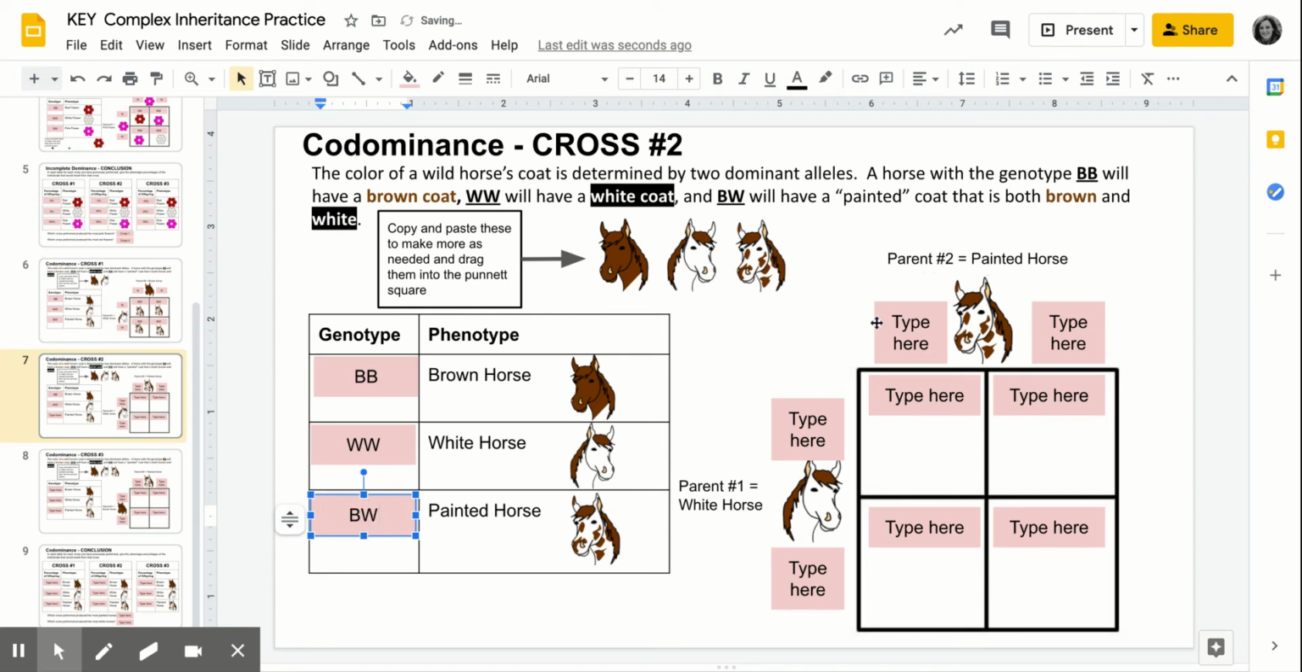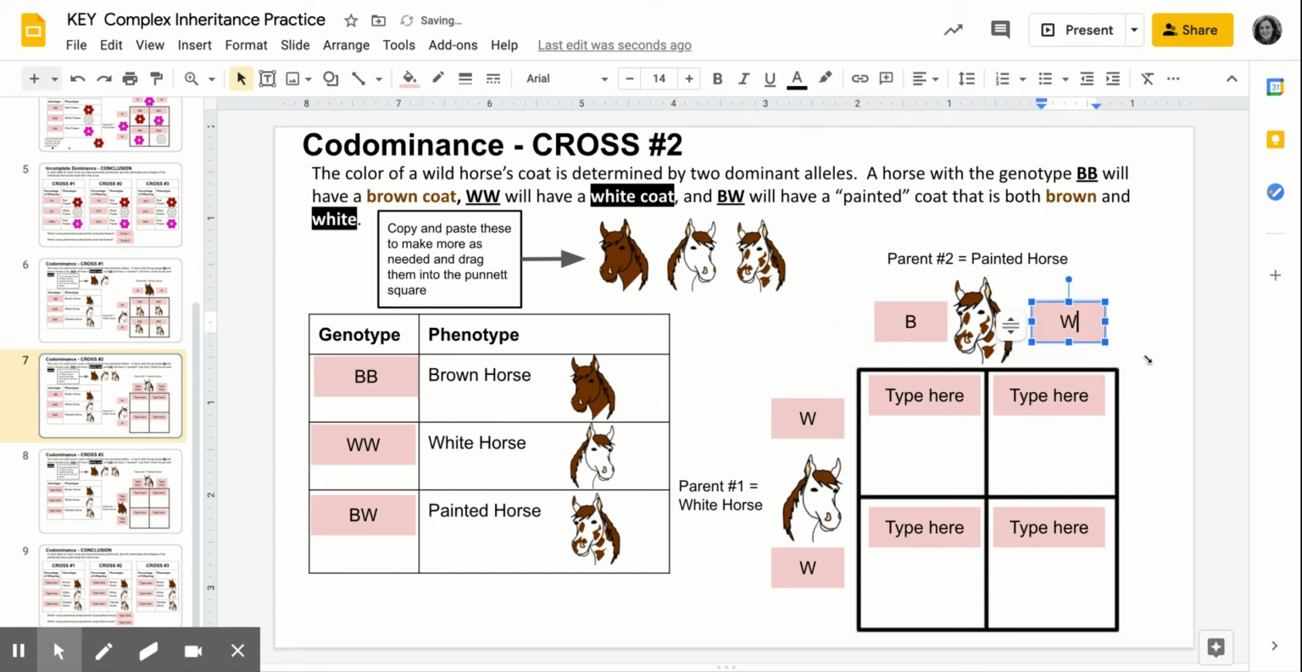But in this cross, we're going to cross a painted or spotted horse and a white horse. So white horse is big W, big W. We're going to separate that genotype into the alleles. And a painted horse is big B, big W, okay? The offspring is going to get one allele from mom, one allele from dad. So let's go ahead and put these together.